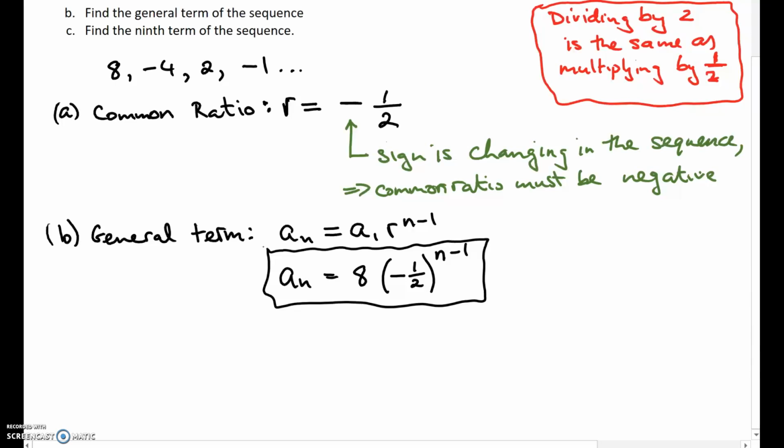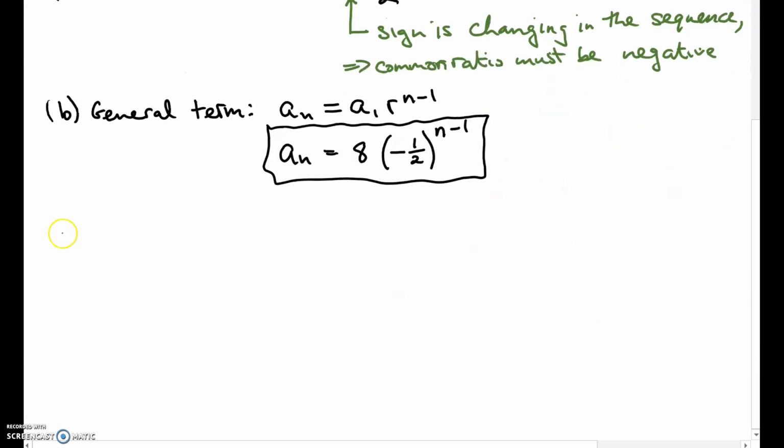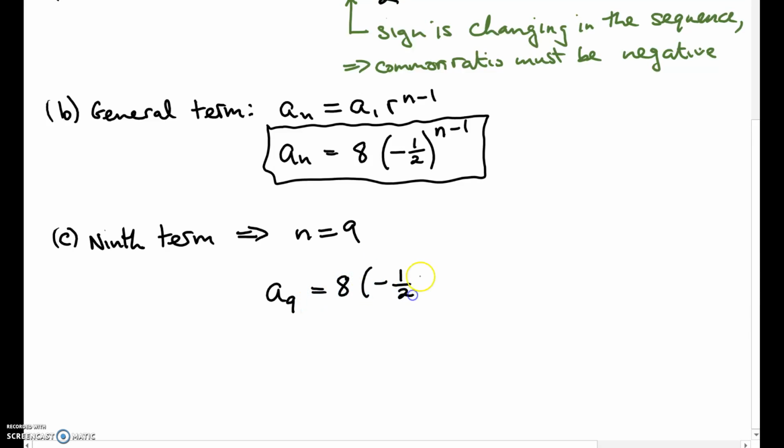Now you're asked to find the 9th term of the sequence. The 9th term means we make n equal to 9 and fill that into the general term. So n is equal to 9, so we're going to have a9 is equal to 8 times -1/2 to the power of 9 minus 1. That's 8 times -1/2 to the power of 8, since n minus 1 is 8.